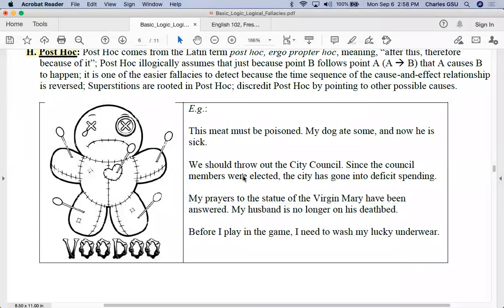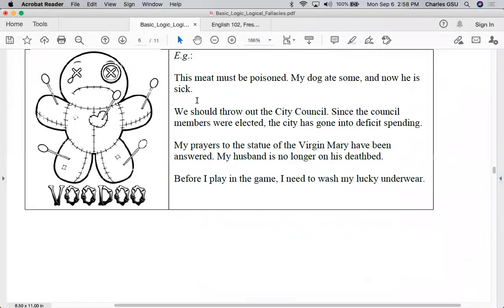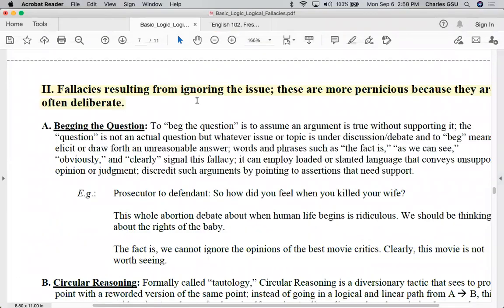And many people would say, well, no, that's just hogwash. I don't believe it, right? Anyway, so post hoc, try to avoid those fallacies. They can trip us up sometimes.